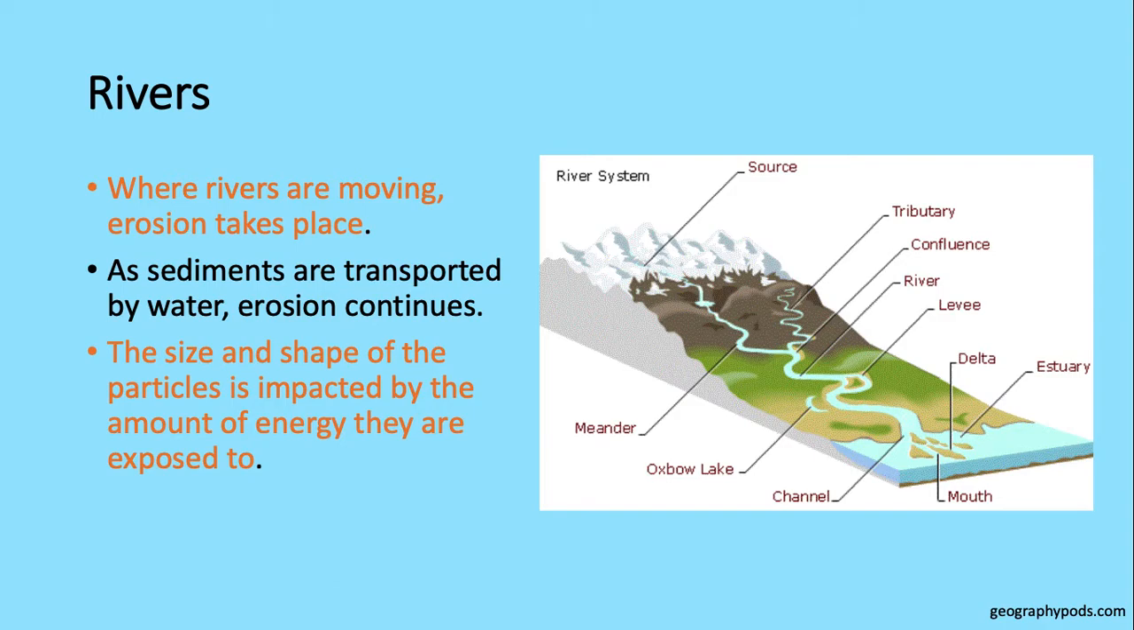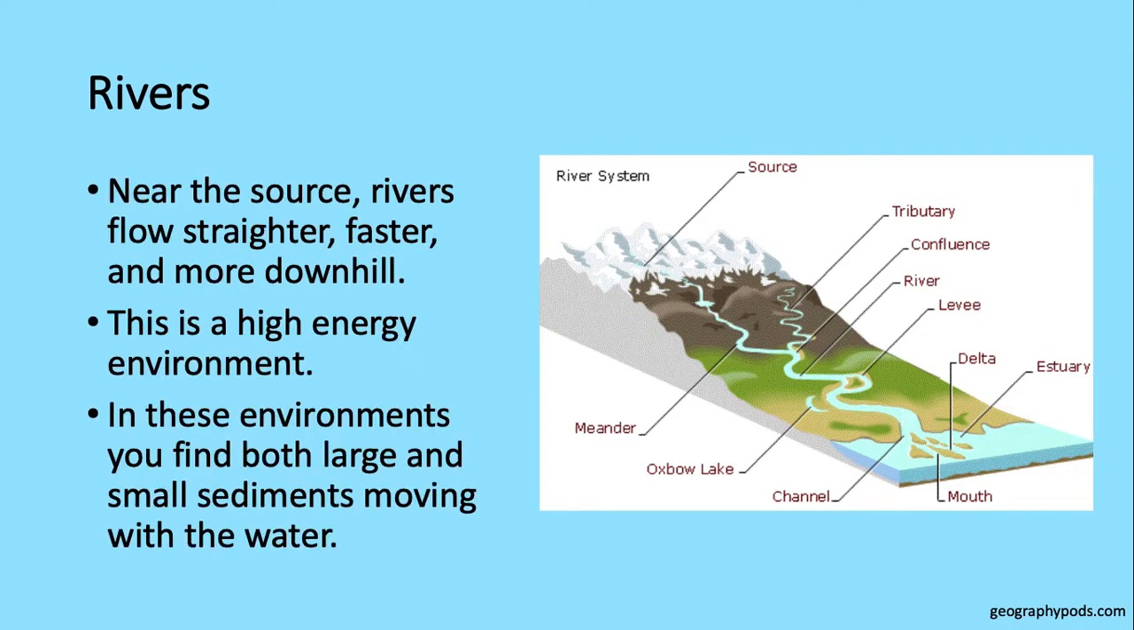Where rivers are moving, erosion is taking place. As sediments are transported by water, erosion continues. The size and shape of the particles is impacted by the amount of energy they are exposed to. Near the source, or the headwaters, rivers flow straighter, faster, and more downhill. This is a high-energy environment. In these environments you find both large and small sediments moving along with the water.